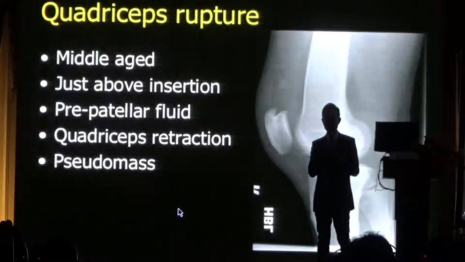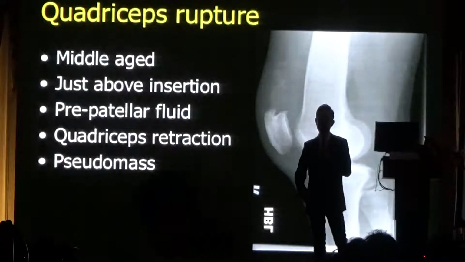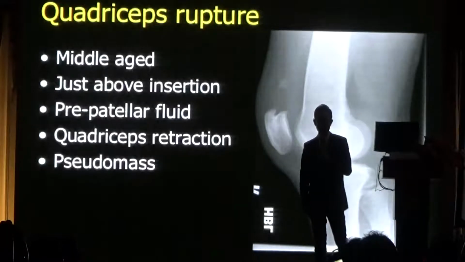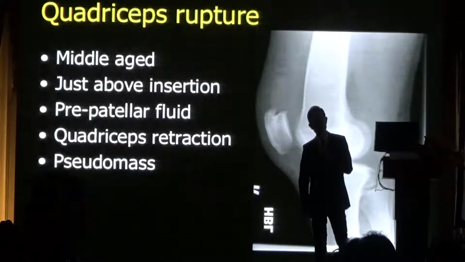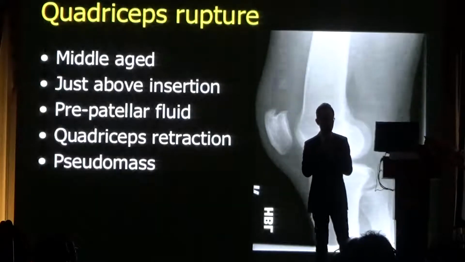And sometimes these patients will present with a mass in the thigh. So you may have an elderly patient who has had a disruption of their quadriceps but doesn't know that they have done, and they will present with a pseudotumor because the quadriceps muscle has retracted into the thigh, and so they may present with a mass.